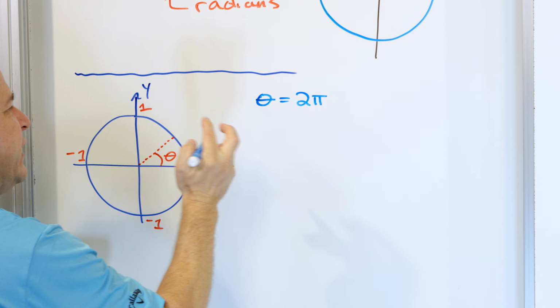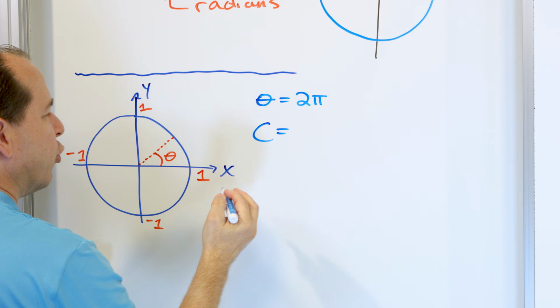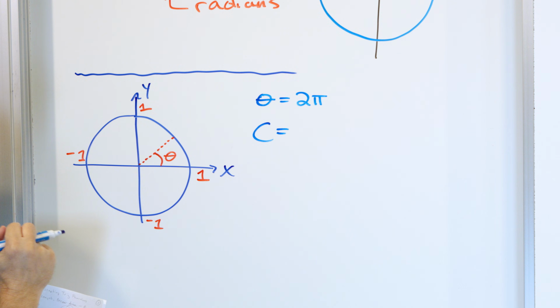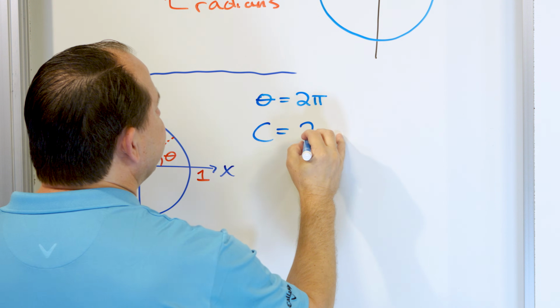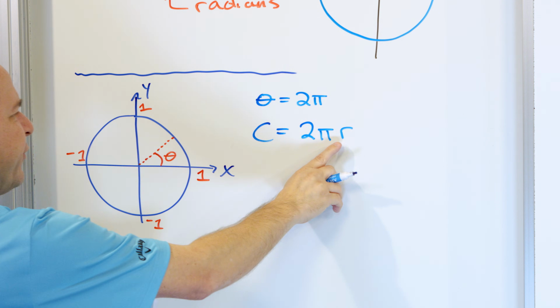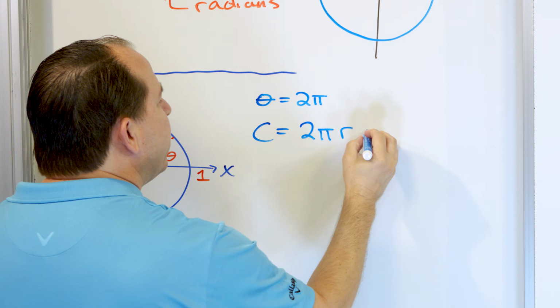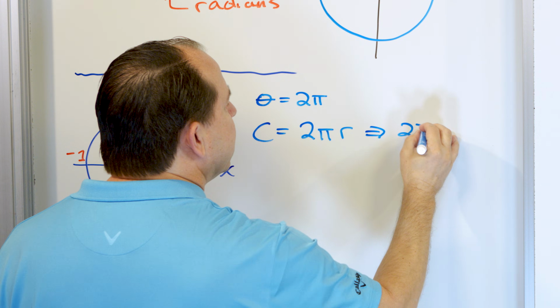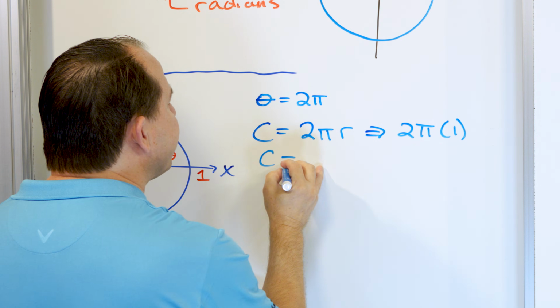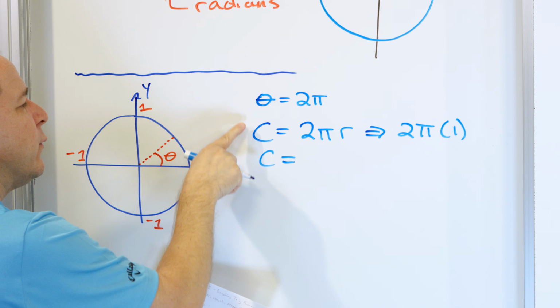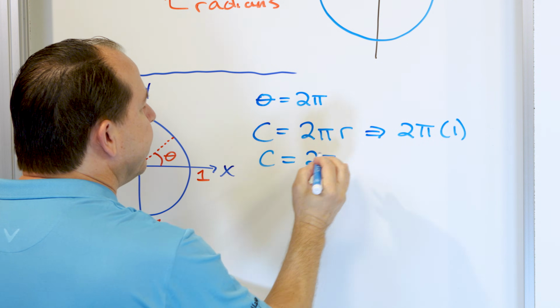Because this is a circle, we know how to calculate the circumference of a circle. What is the circumference of a circle all the way around? Well, the circumference of a circle is 2 pi r. But the radius, we already know the radius of the circle is just 1. So it's just 2 pi times a radius of 1. So the circumference, when we travel all the way around the circle, is just 2 pi, right?